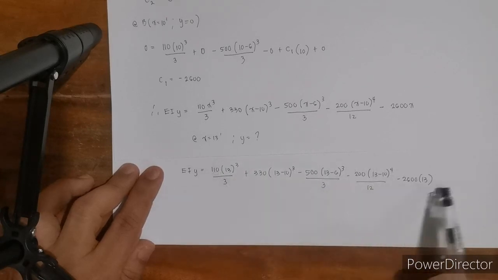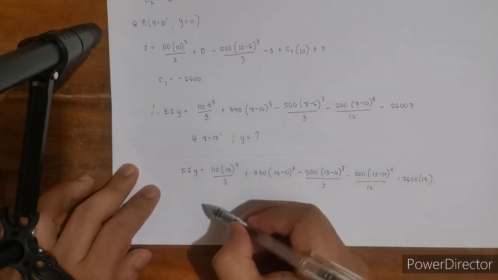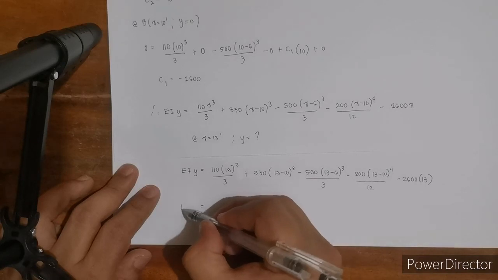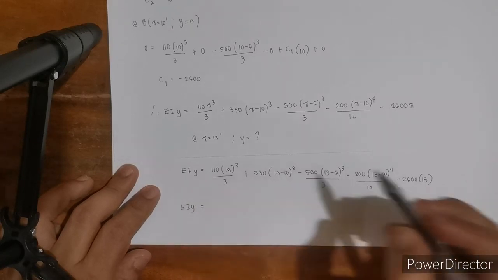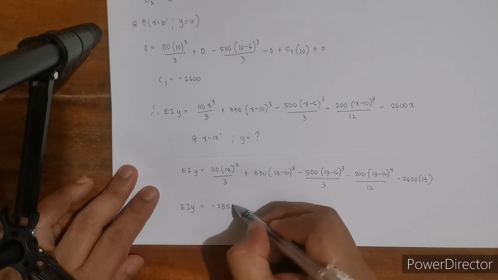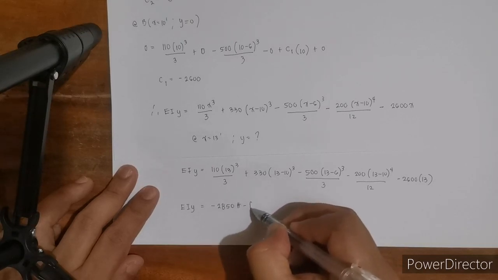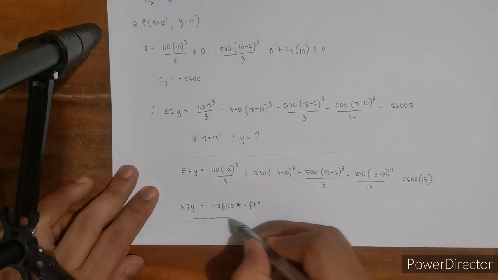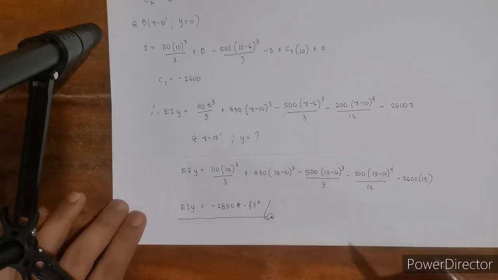So, calculator na lang yun, guys. Enter this equation as is sa calculator. So, EI, y is equivalent to negative 2,850 pounds feet cube. And that will be the requirement.